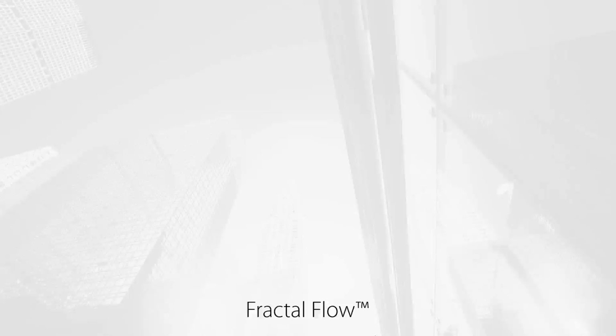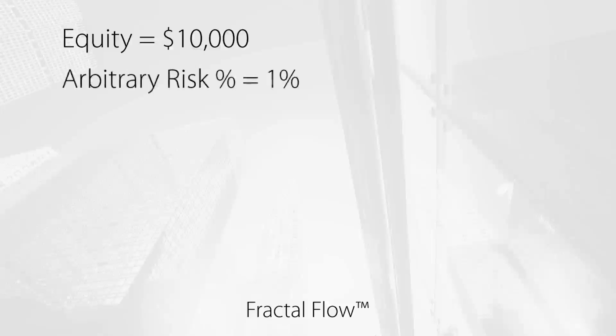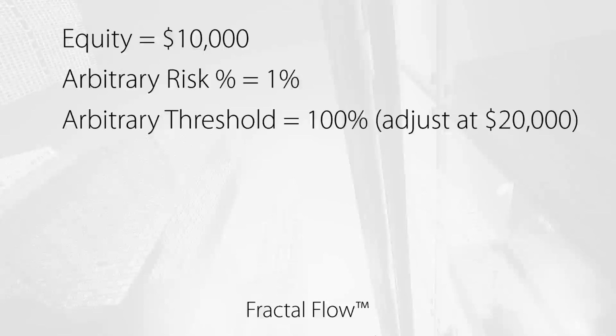Imagine that we have an equity of $10,000. In this example, we will use risk contraction and expansion, so we will define our arbitrary risk percentage as 1%. That way, every trade we make will risk 1% of our equity regardless of our stop-loss size. Our threshold will be 100%, so when the account reaches $20,000, we will adjust the size of our trades again, but not until it hits this threshold.